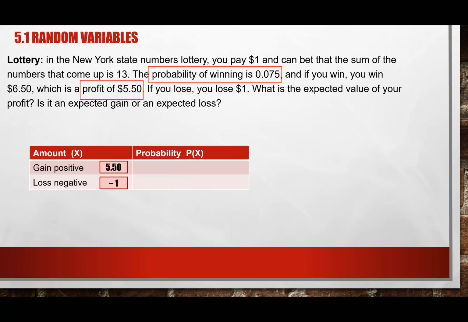Okay. And again, what is the probability of P of X? What is the probability of winning here? Well, they give us the probability of winning, which is 0.075. And if the probability of winning is 0.075, what is the probability of losing? Well, to find the probability of losing, I just take 1 minus the probability of winning, and I will see that the probability of losing is 0.925.